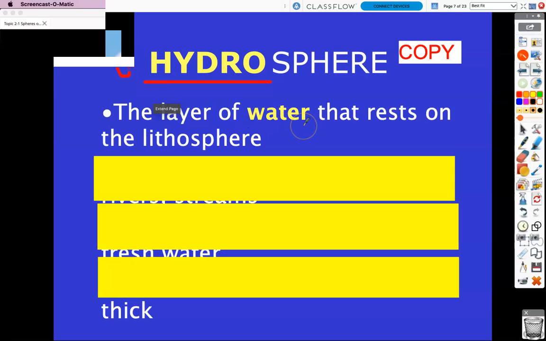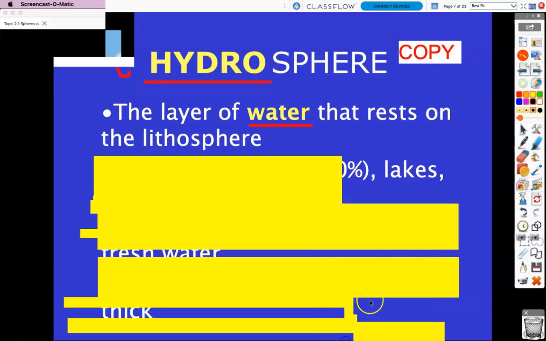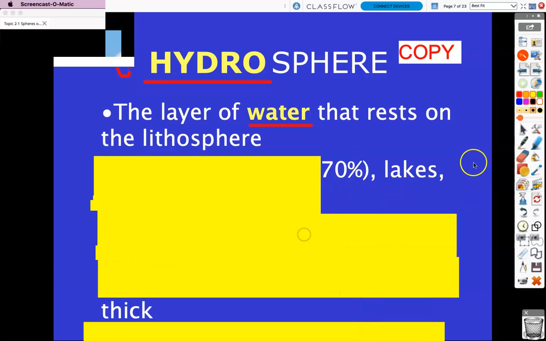So it's all the different types of bodies of water, from your little creeks to your big rivers to your lakes to your oceans, etc. So it's lakes, oceans, rivers, streams, etc.